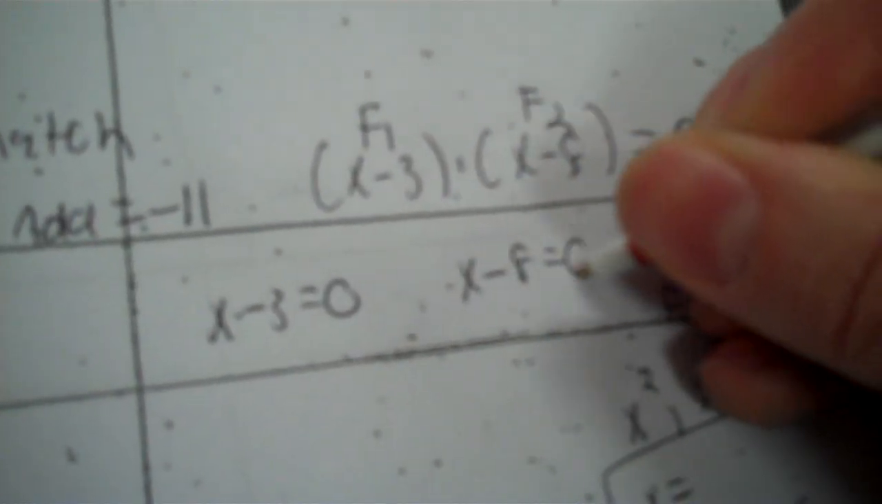F1, F2. So x minus 3 could equal 0, or x minus 8 could equal 0. Plus 3, x equals 3. Plus 8, x equals 8. 3 and 8.